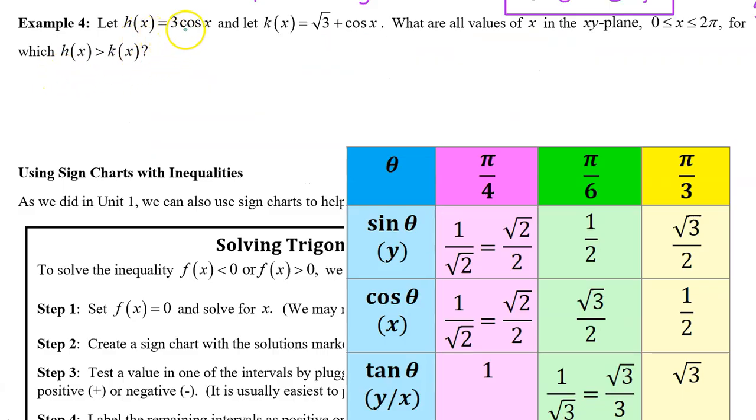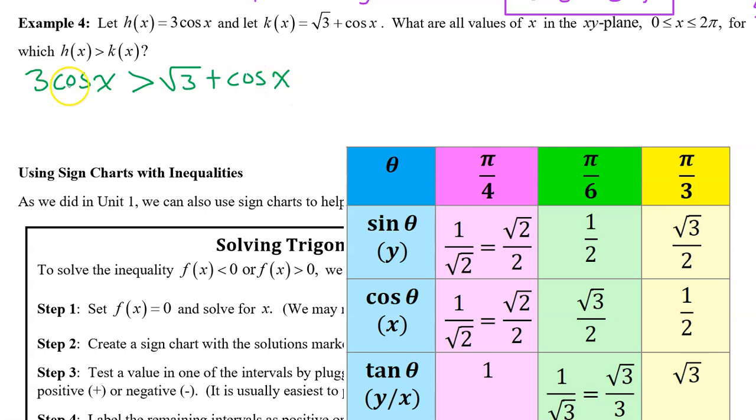Example 4. Let h of x equal 3 cosine x, and let k of x equal radical 3 plus cosine x. What are all values of x in the xy plane on the interval from 0 to 2 pi, for which h of x is greater than k of x? So we are looking for where 3 cosine x is greater than radical 3 plus cosine x.